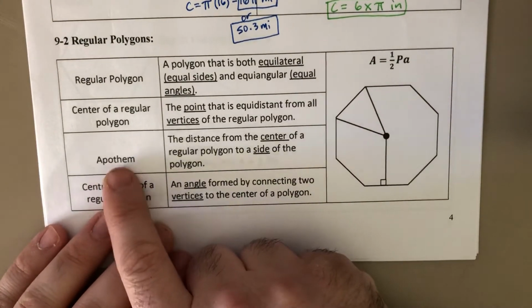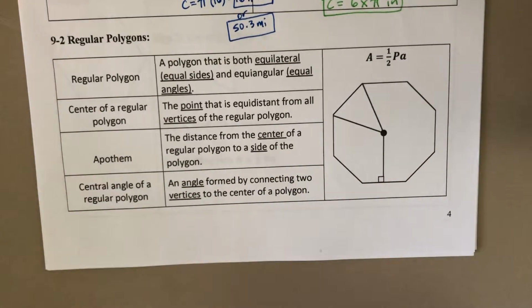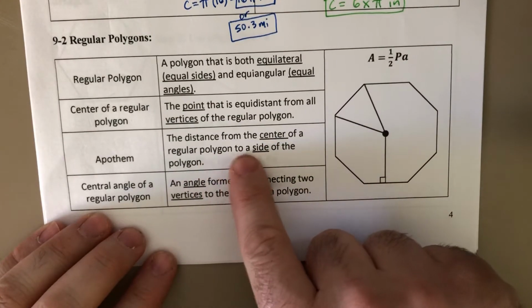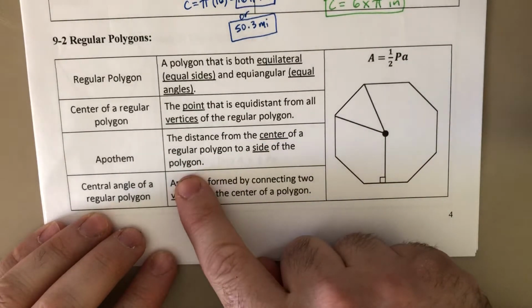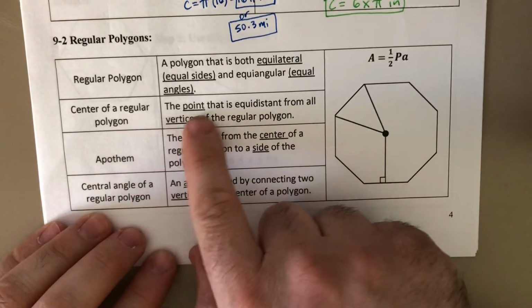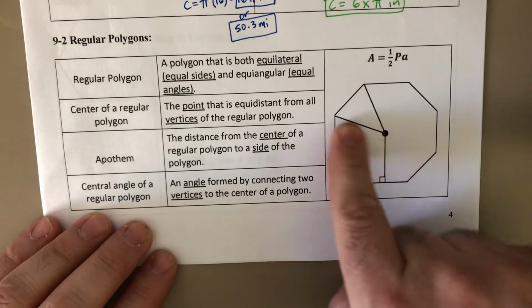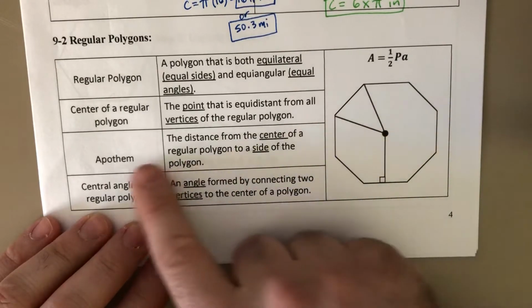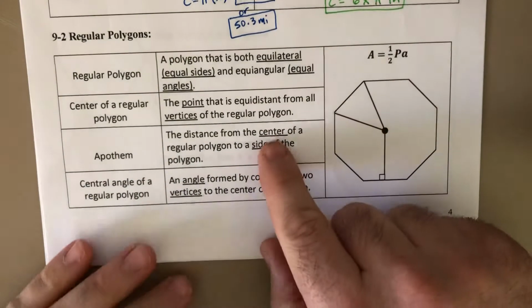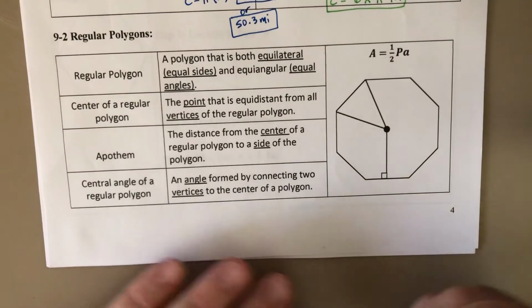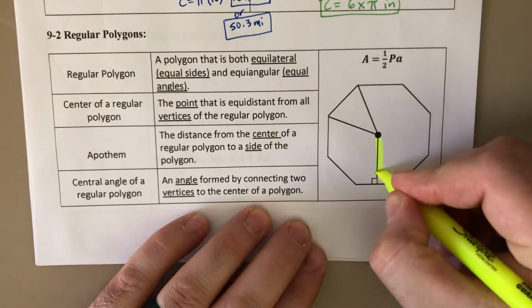Okay, now this is a really important term here, the apothem. The apothem is the distance from the center of a regular polygon to a side of the polygon. So right here, when we talked about the center, we talked about from center to vertex, but now the apothem is going from the center to a side. And if you think about distance from a point to a line, it has to be perpendicular distance. And so this is our apothem right here.